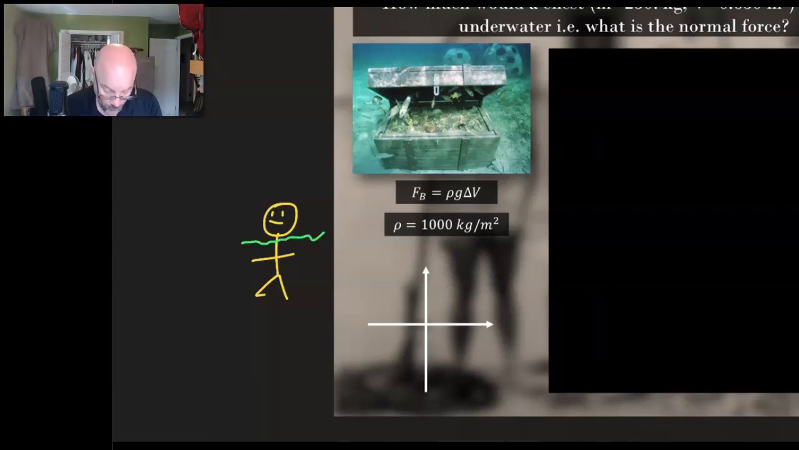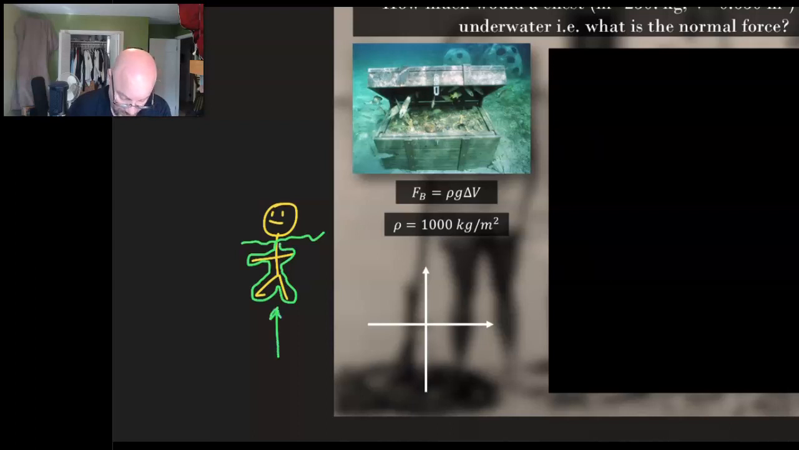So part of your body is displacing water like this, and that results in what we call the buoyant force acting on your body. And that buoyant force depends on how much volume is being pushed out of the way. It's kind of like a reverse weight.